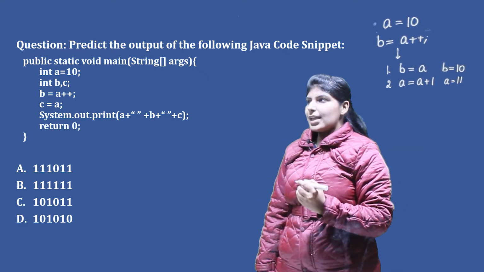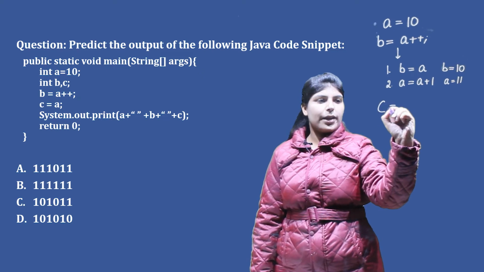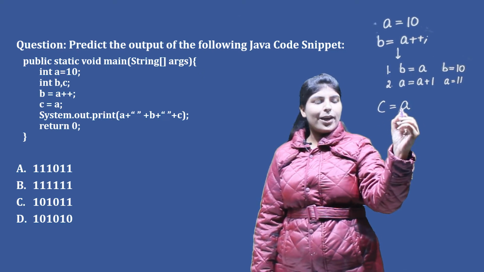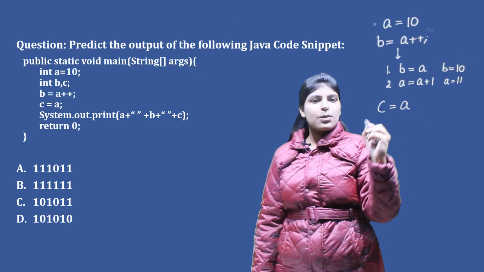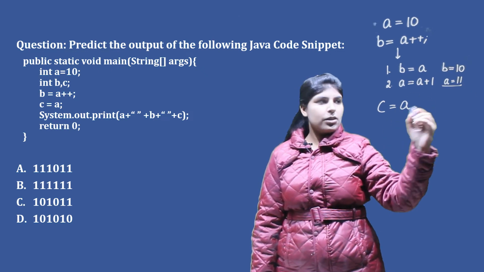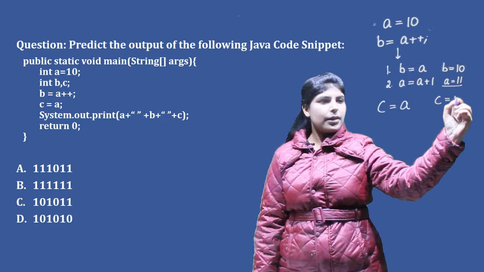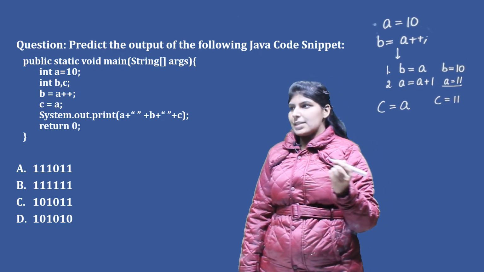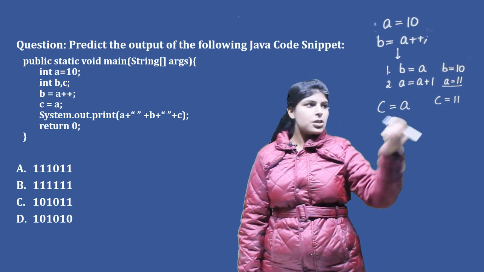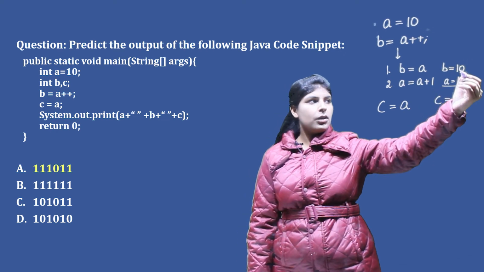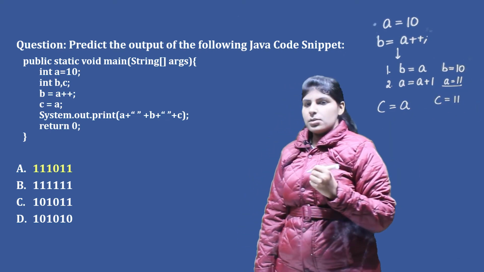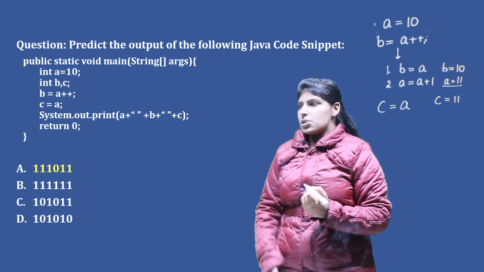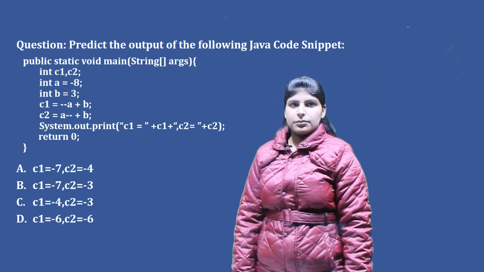Right? In the next line I am given C is equal to A. So now the current value of A will be given to C. So now what is the value of A? It is 11. So C will become 11. So in the next line I am just printing the value of A, B and C without any space. So the output will be 11, 10, 11. So that is option A. So now let's see the next question.